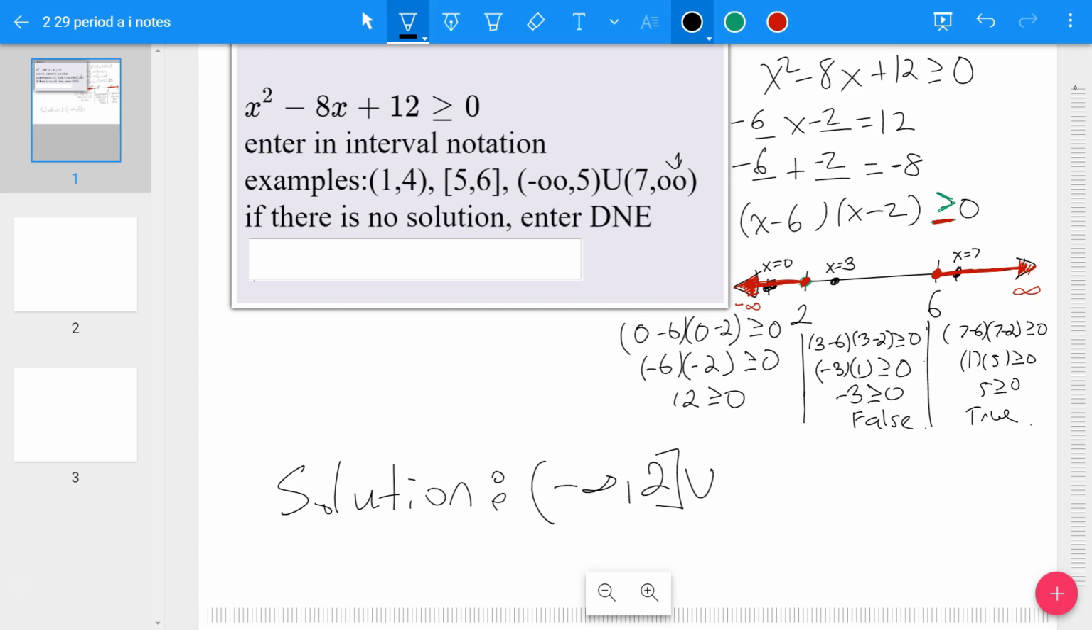Then you resume on the other side of the gap. That value there is 6. Again, the 6 is included, so you put a bracket, comma, and then you begin at the 6 and you go towards positive infinity. So you put parentheses around positive infinity. So this is the interval notation solution. You enter this in a box here, so you write parentheses, negative infinity, 2, bracket, U for union, then you put here 6, comma, positive infinity.